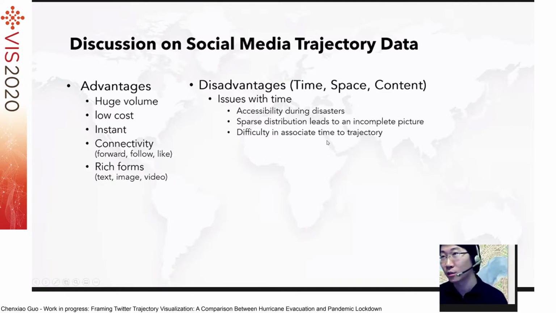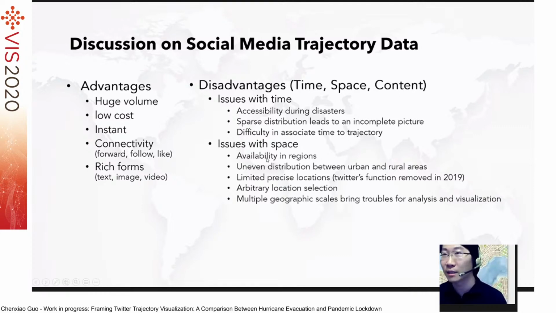And also it's difficult to associate the time to a trajectory. We will talk about this later. So in terms of space, different regions have different availability of social media data. And also there is uneven distribution among different types of regions. And also the precise locations are kind of limited, especially since Twitter removed this function in 2019. And the location can sometimes be arbitrarily selected by the user, which brings another issue for us. And also multiple geographic scales will bring another kind of trouble for analysis and visualization.